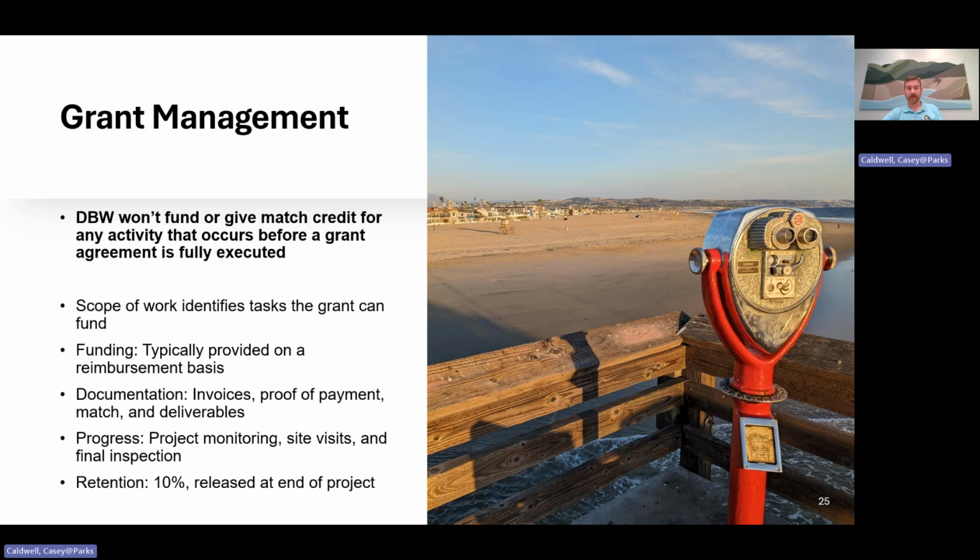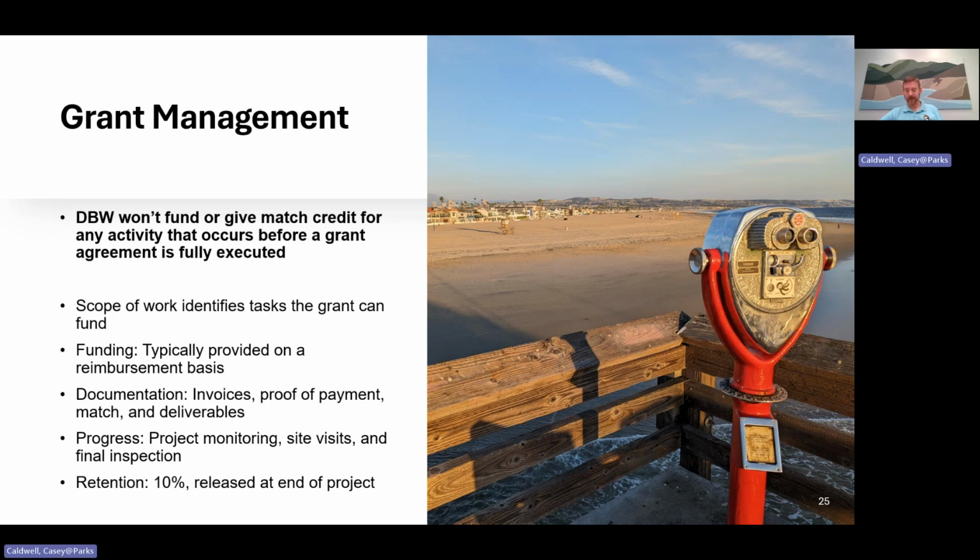After budget authorization for a grant is confirmed, DBW will prepare a grant agreement. This agreement will contain a scope of work specifying what project tasks are included as part of the grant. I'll talk more about the scope of work in just a moment. DBW grant funds are typically provided on a reimbursement basis.